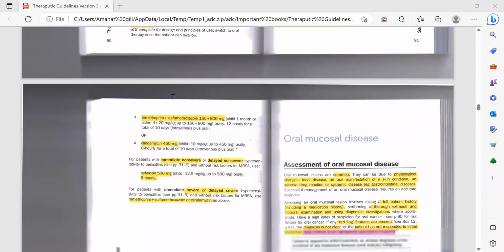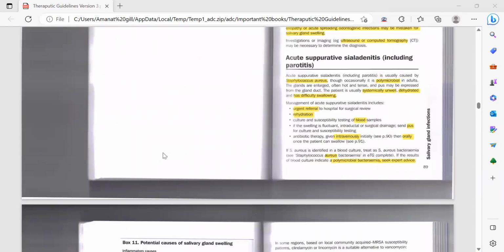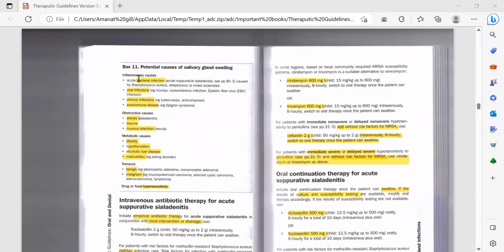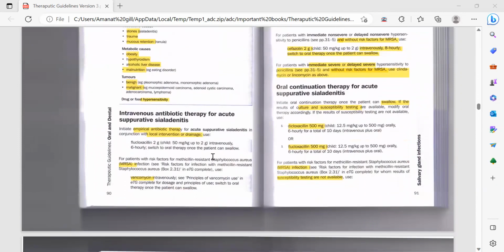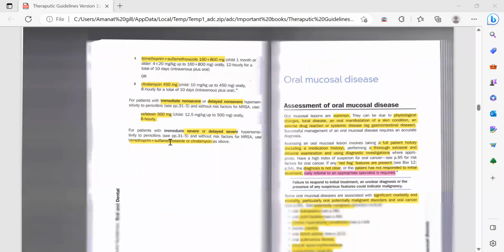Okay, so this is the topic that we have covered for salivary gland infection. You can just read about it and try to remember the causes, which might be the reason why your patient has salivary gland swelling, and whether there is any antibiotic need. So the management would include urgent referral, where firstly they would drain the pus, do the treatment, and then give the IV and the oral continuation therapy.